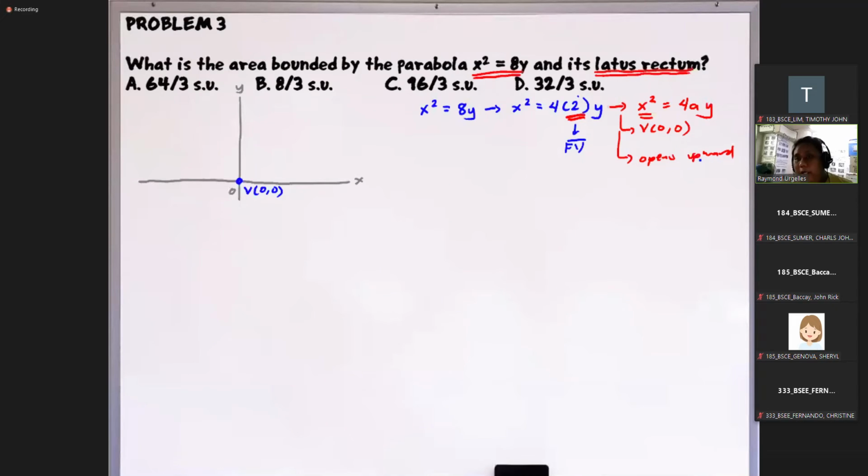This opens upward, so kaya alam natin focus is above the vertex. So bibilang tayo ng 2 units dito. Okay, so we have 2 units. So then dito yung focus natin, again, along the axis.